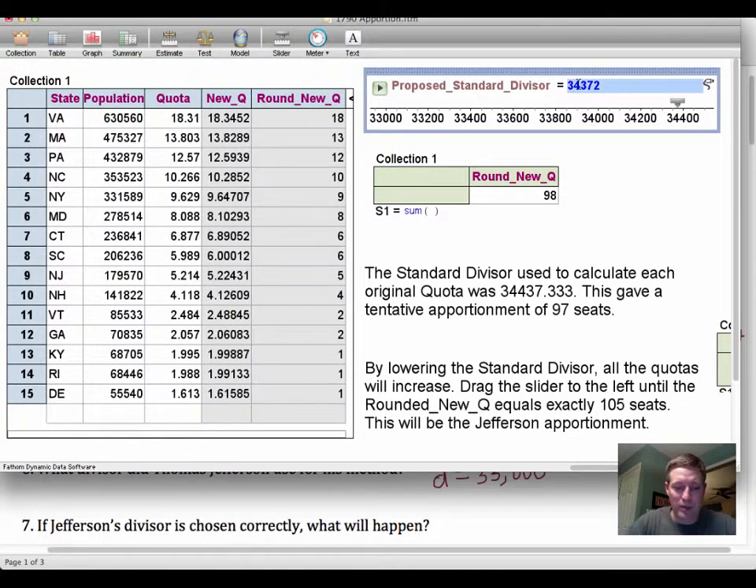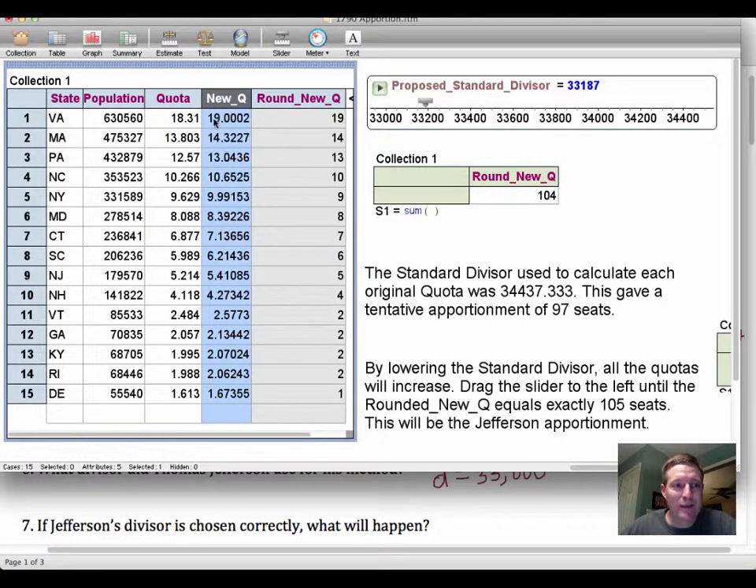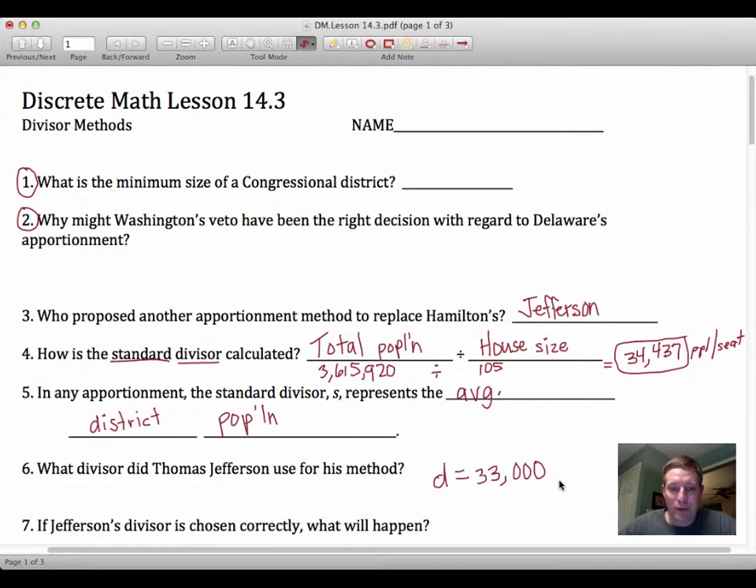If you divide by 19, you get 33,187. So let me change this to 33,187 and hit enter, and notice that was just enough to give Virginia their 19th seat. That just put them over 19 by a little bit. So you can always figure out what divisor is going to give a state the next seat by taking the state's population and dividing by the number that they're trying to earn. This has a special name. This is called the critical divisor.